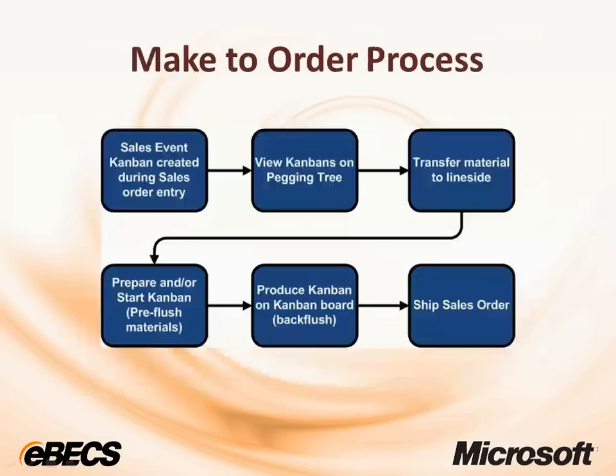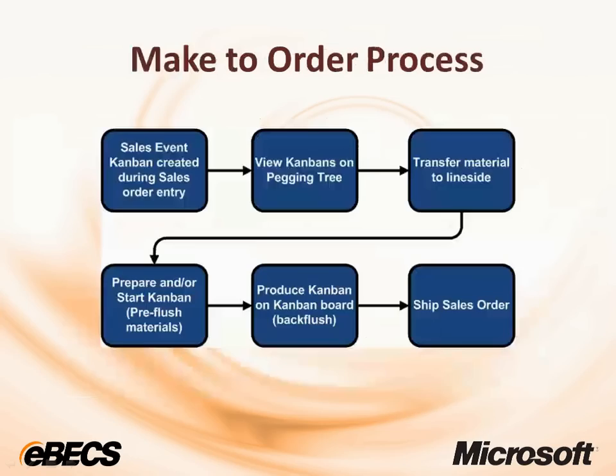We're going to cover the make-to-order process. We'll start with entering a sales order, which will generate a sales event Kanban, and that specifically will signal the final assembly cell that we're going to produce this part for a particular sales order. We'll then look at the pegging tree where we can view the Kanbans that are make-to-order or pull-to-order Kanbans required for this particular sales order line.